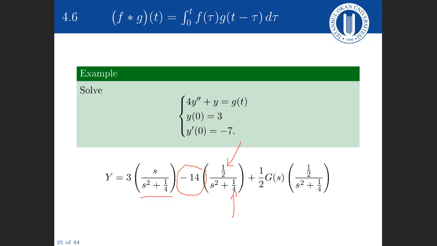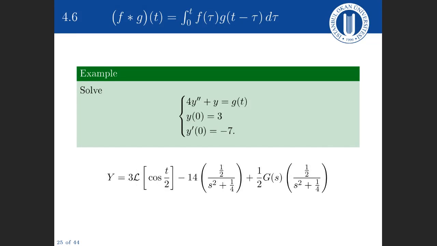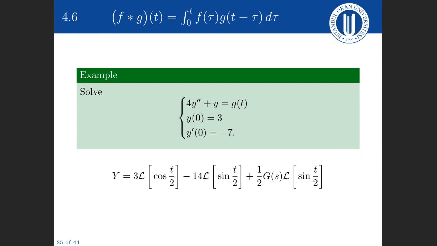And the same over here, a quarter, so a half over s squared plus a quarter, and move the other numbers outside. The first one is just the Laplace transform of cos 2t. This one, the second term, we know as well. A half over s squared plus a quarter is just the Laplace transform of sine t over 2. And again, sine t over 2.